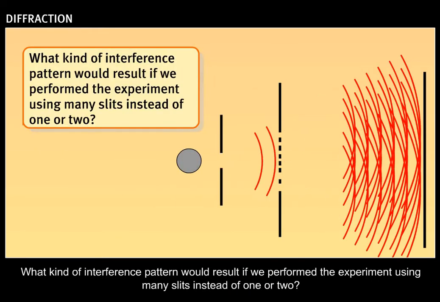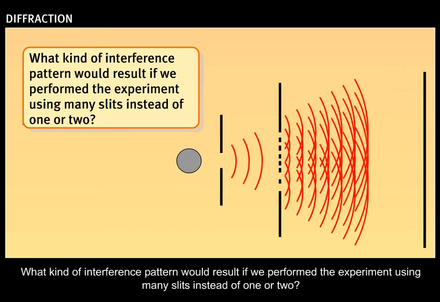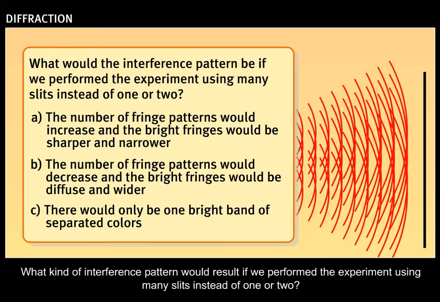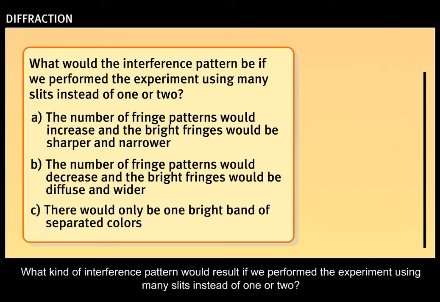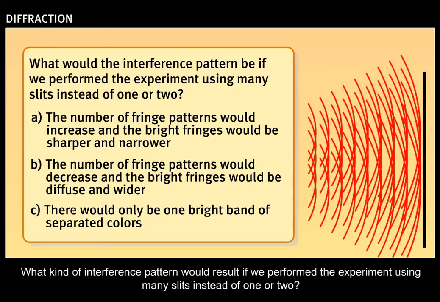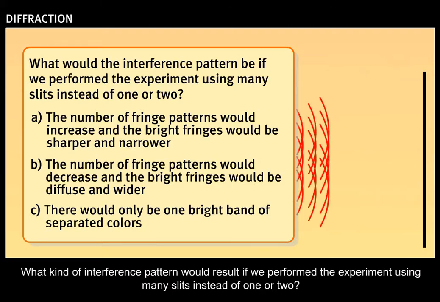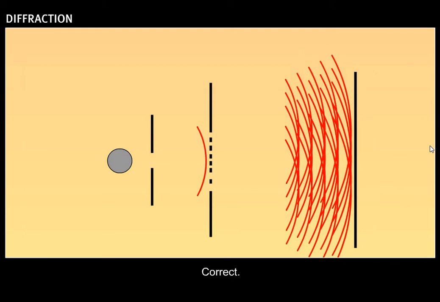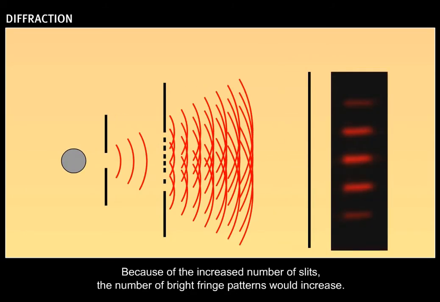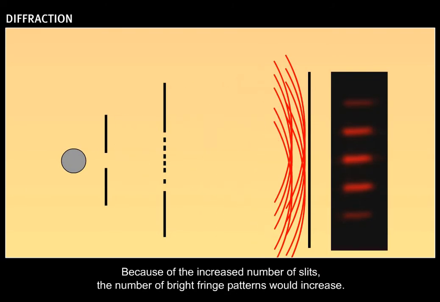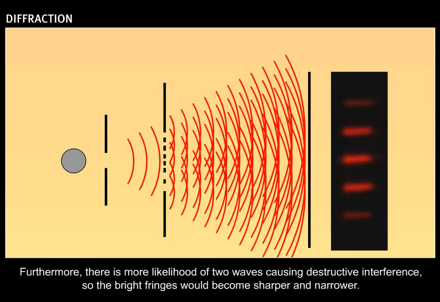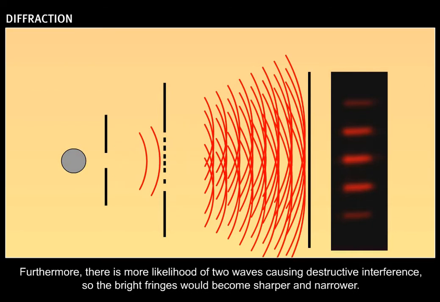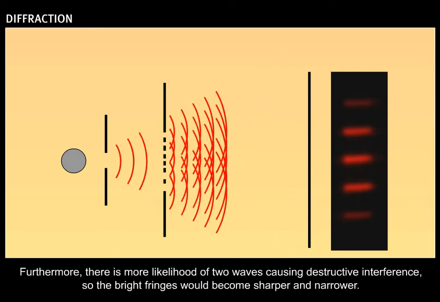What kind of interference pattern would result if we performed the experiment using many slits instead of one or two? Correct. Because of the increased number of slits, the number of bright fringe patterns would increase. Furthermore, there is more likelihood of two waves causing destructive interference, so the bright fringes would become sharper and narrower.